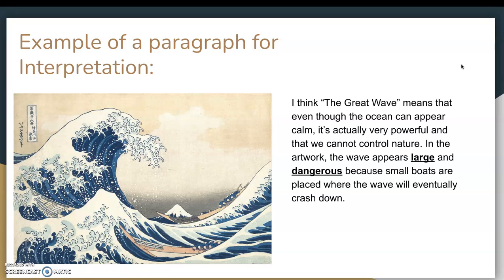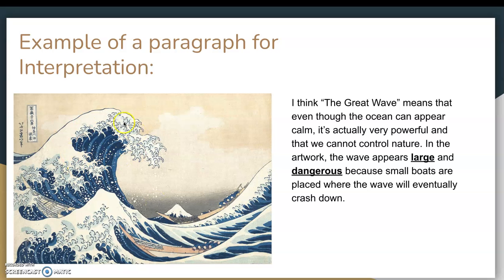This is a print called The Great Wave by Hokusai. So this is how I started my paragraph for interpretation, right? Imagine I've already done my description and I've already done my analysis paragraphs. So I think the Great Wave means that even though the ocean can appear calm, it's actually very powerful and that we cannot control nature. In the artwork, the wave appears large and dangerous because small boats are placed where the wave will eventually crash down.